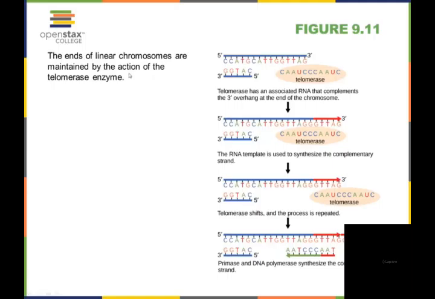Some chromosomes will have telomerase activity, some do not. So telomerase has an associated RNA that's going to complement the 3' overhang at the end of the chromosomes. So here you've got this 3' overhang. You're going to have the telomerase here that's going to help to fill it in and synthesize the complementary strand. So then the telomerase can shift and the process can be repeated. And finally, what you have is the primase and DNA polymerase that are going to synthesize the complementary DNA strand. So by having it be out here, you're going to buy a little bit of extra space.